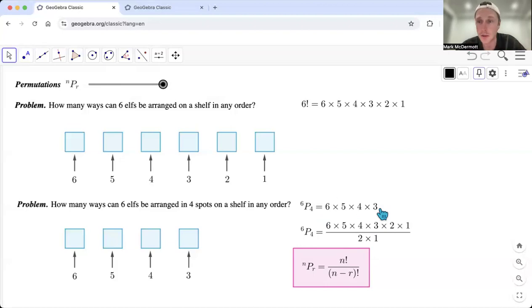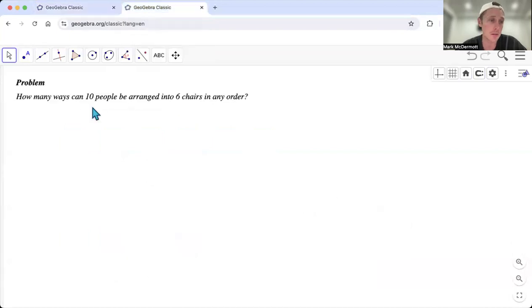Later on, we're going to talk about combinations, and they can be confusing. So just keep in mind that what we spoke about here is permutations. It's basically how many ways you can arrange a certain number of objects into a certain number of spots.